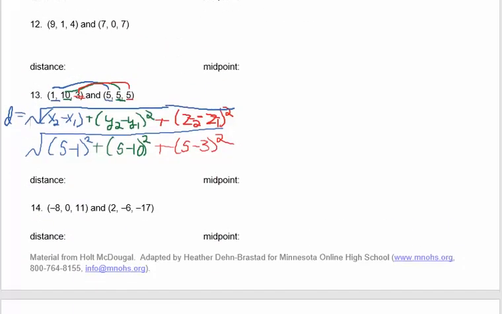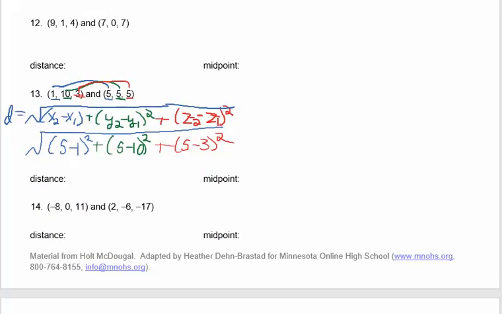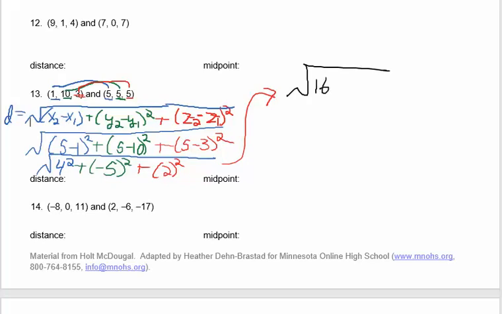All right, now we will plug in or simplify. So that means we have 5 minus 1 is 4 squared. 5 minus 10 is negative 5. But remember, when we square it, we will get a positive number. And then 5 minus 3 is 2 squared. All right, keep simplifying. 4 squared is 16. Negative 5 squared is positive 25. I don't really need the parentheses, so I'm going to take them away.